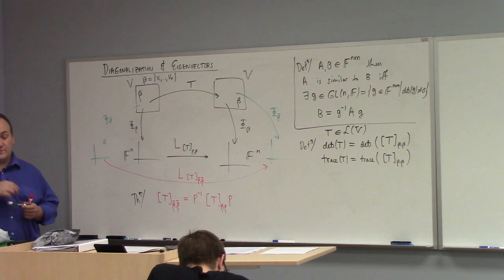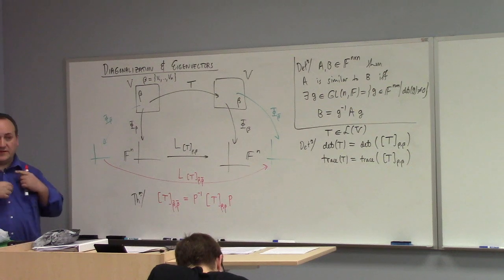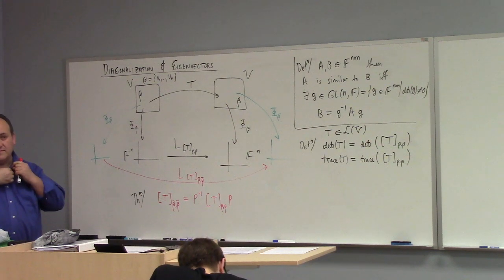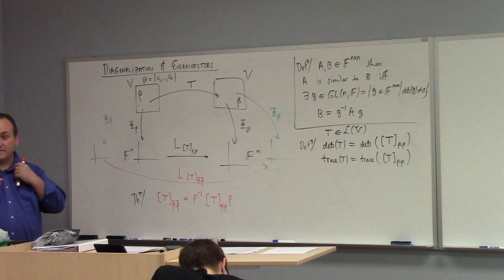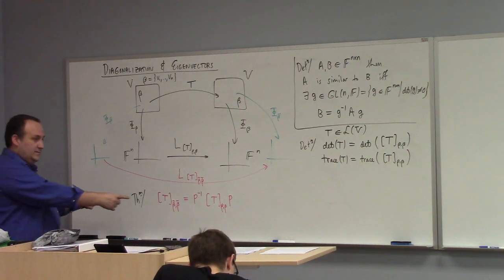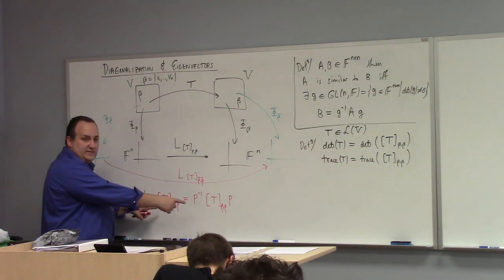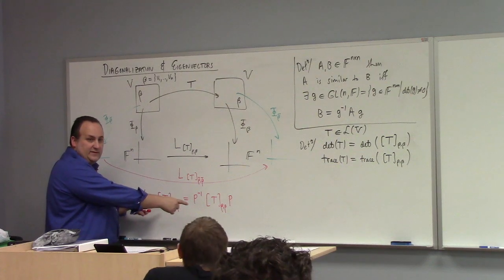What if I picked a different basis? Would I get a different determinant? Would I get a different trace? Well, that would be embarrassing, right? But that doesn't happen. Why? Because this is how the matrices of the transformation with respect to different bases are related, right?